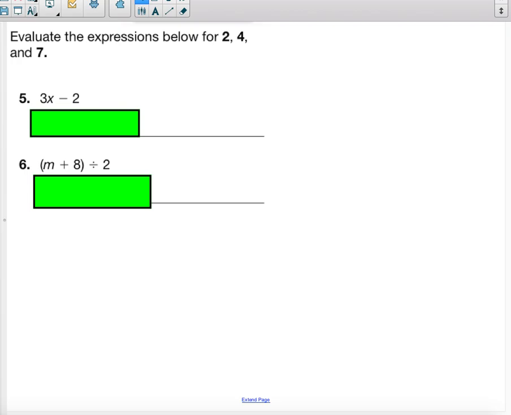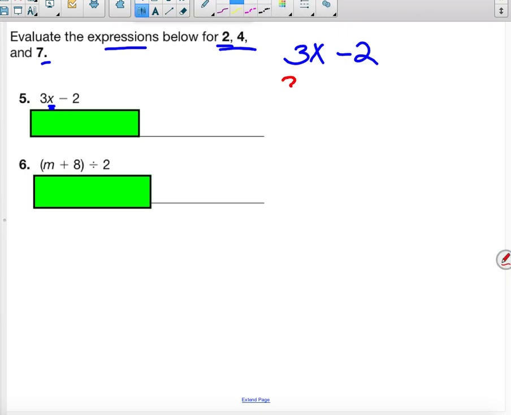Alright? Okay, let's take a look at number 5. It tells us, evaluate the expressions below for 2, 4, and 7. That means that each of these amounts is going to be plugged into the variable. So for number 5, we would have 3x minus 2. The first thing you want to do is substitute x for 2. 3 times 2 minus 2. 3 times 2 is 6.